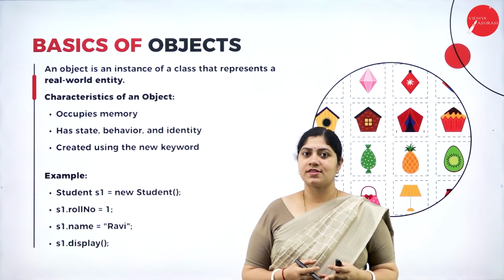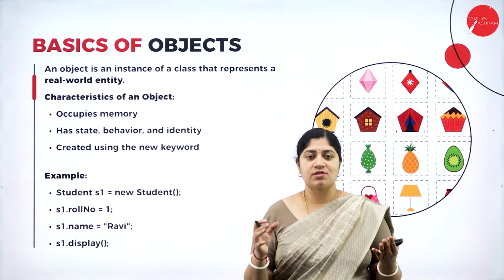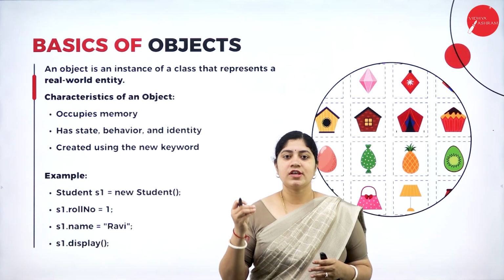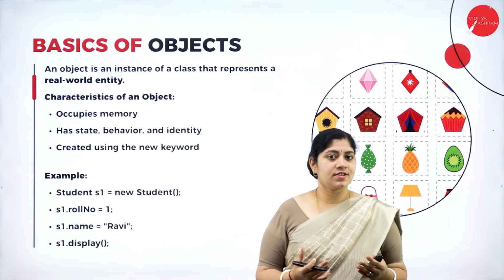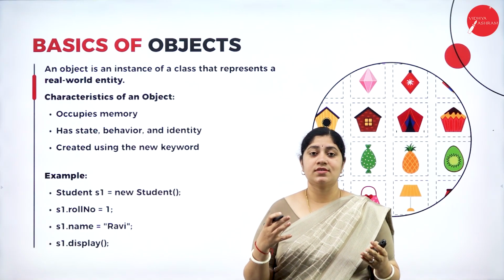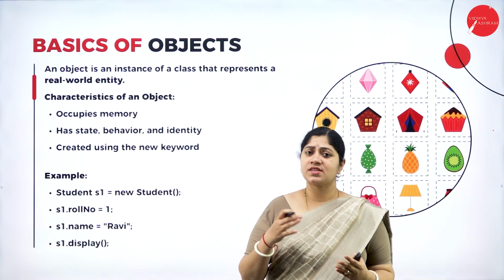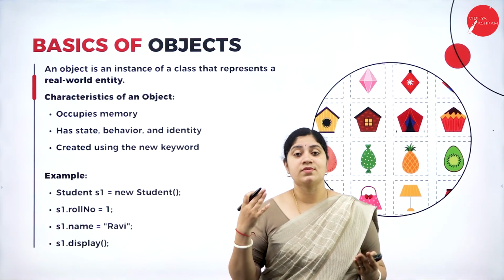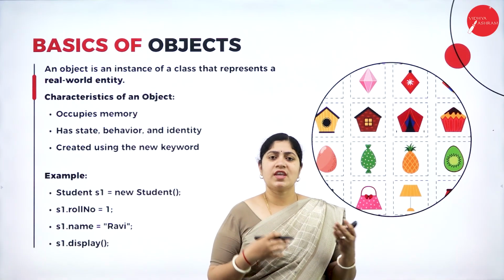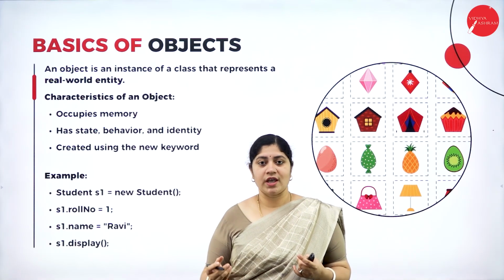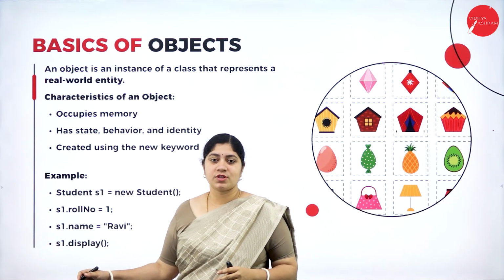So let's move forward and understand what an object is. Let's start our discussion with understanding the basics of objects. Objects are nothing but real world entities and they represent an instance of a class. Thus the characteristics of objects are that an object has memory. The object occupies memory. It has various states. It has its own identity as well as behaviors. Thus, the objects are created using the new keyword. Thus, we can say that an object is something which is related to the behavior of a class, or an instance of a class.